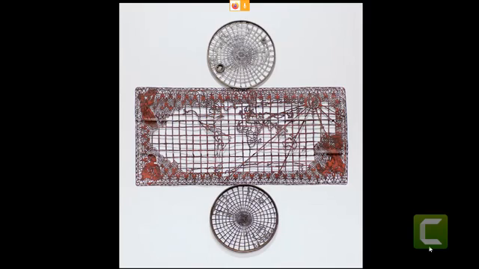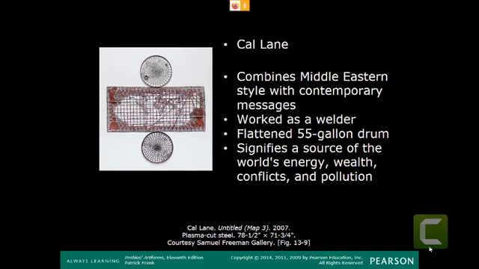So right away, you're probably looking at the upper and lower sections. They resemble a globe. And if you look at the center, you can see the map again. And so it seems like a type of mixed media piece. You can probably guess that the top and the bottom parts were made out of metal. Cal Lane, Untitled Map 3, 2007.